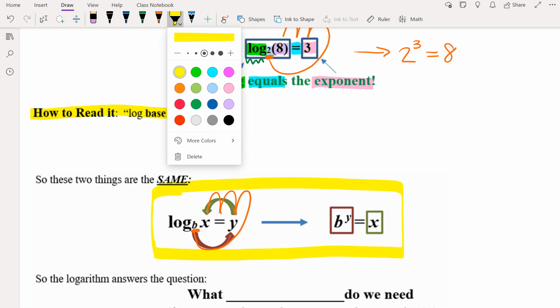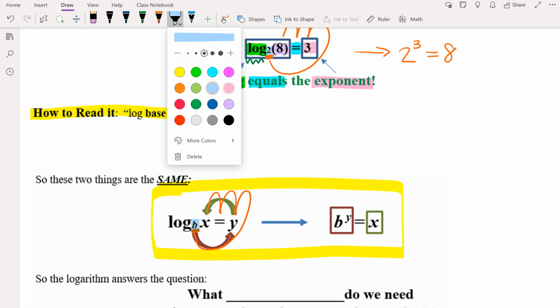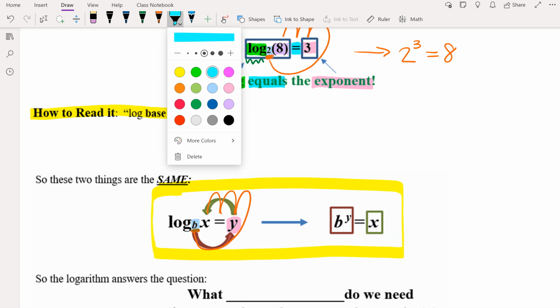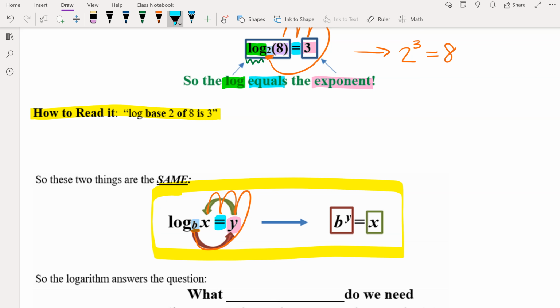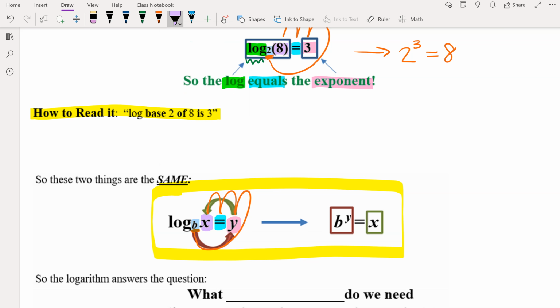Let me go ahead and color code that. We have B, and then we go over to the exponent, the Y. Then we have the equal sign, equals, and then we have the argument, which is X. So that's the order that we go in.